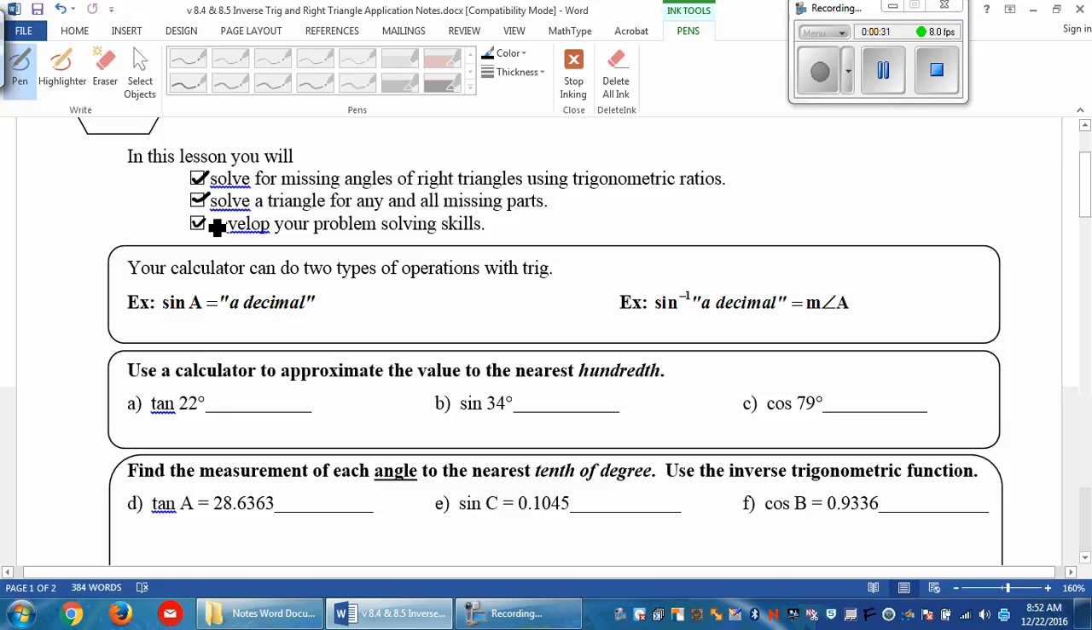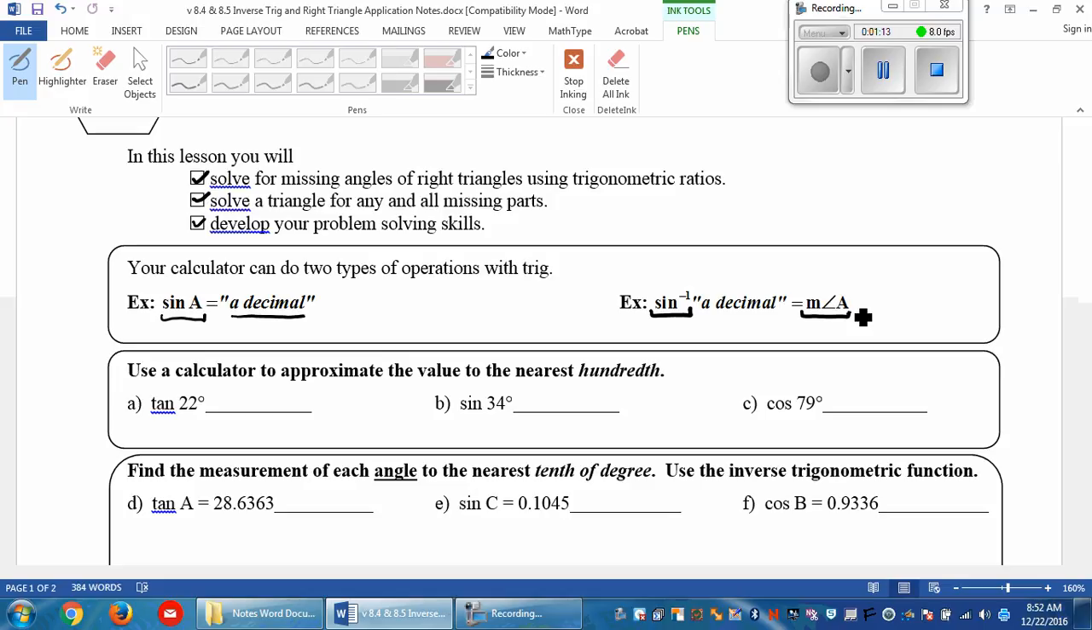word problems. Your calculator can do two types of operations with trig. It can do the sine of A, or cosine or tangent, and give it to you as a decimal. Or you can do the inverse operation. On most calculators it is the second button and then the sine button. You should see it has a power of -1. It's a decimal, and that's going to find a missing angle measure. So the regular sine finds the missing sides, and inverse finds missing angles.